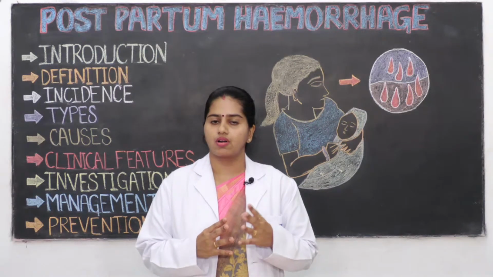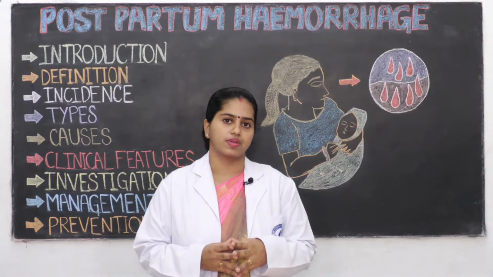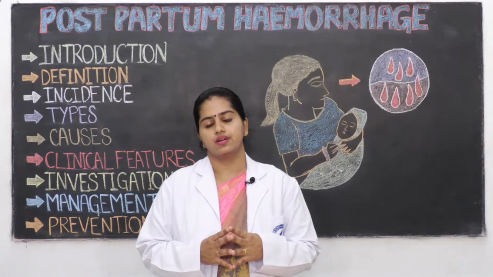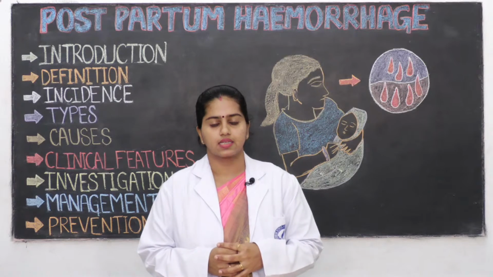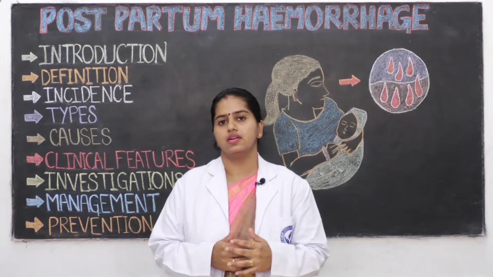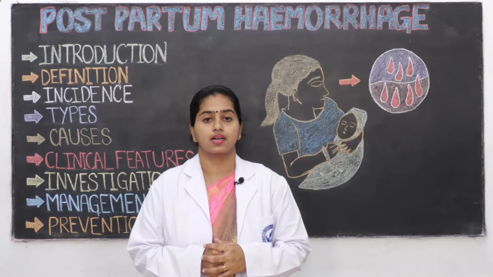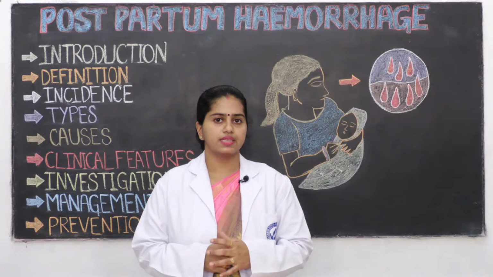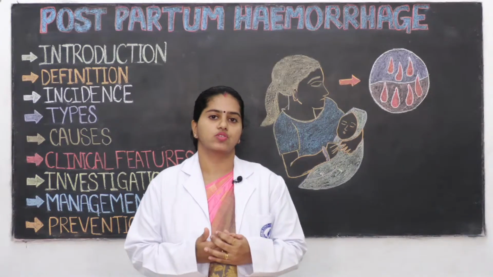If all this management has been done and still the bleeding is not controlled, then at the end the obstetrician can decide to remove the uterus. That is known as hysterectomy. As a nurse, we can assist in the procedure. So these are the management and surgical management that come under the atonicity of the uterus. Then the next one is traumatic uterus management, traumatic postpartum hemorrhage.